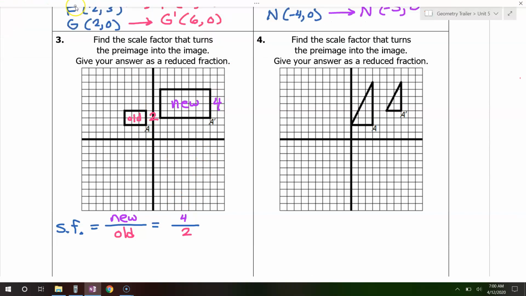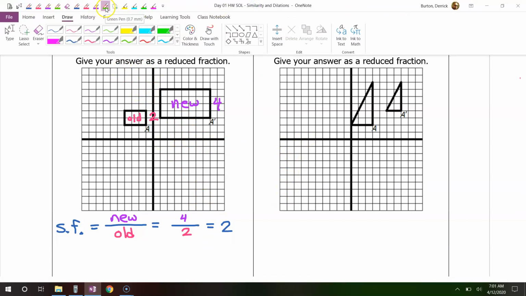So of course that means that the scale factor is going to be 2. All right, that's all there is to it. That's super easy.